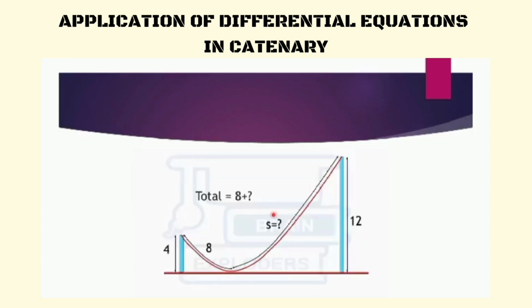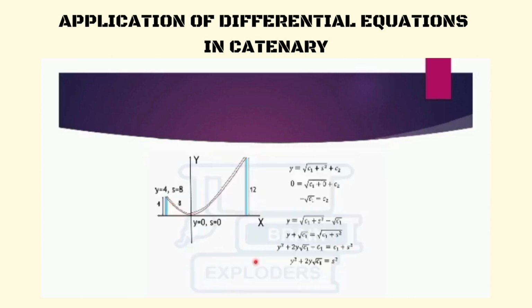Here is the figure. We can see the shorter pole is 4 meters and the higher one is 12 meters. To find the total length of the rope, we are tasked to solve for s. We are given the equation y is equal to the square root of c1 plus s squared plus c2. Our y here is 0, so 0 is equal to the square root of c1 plus s, which is also 0, plus c2.